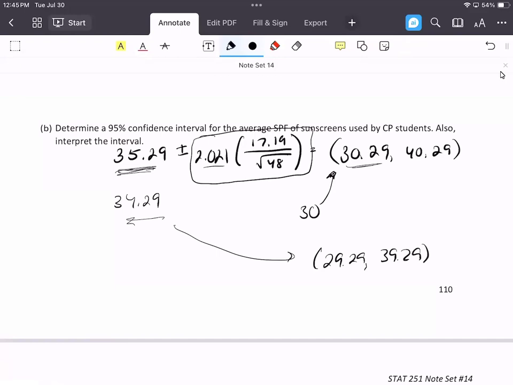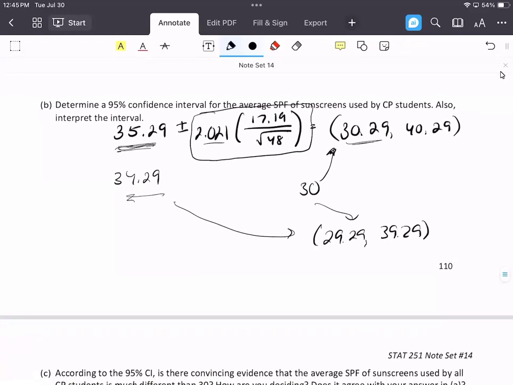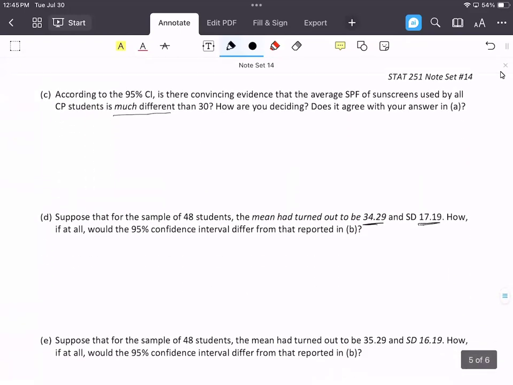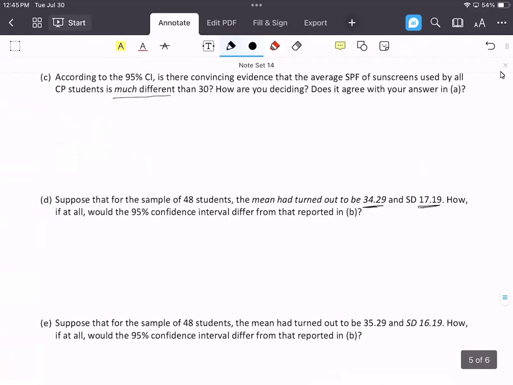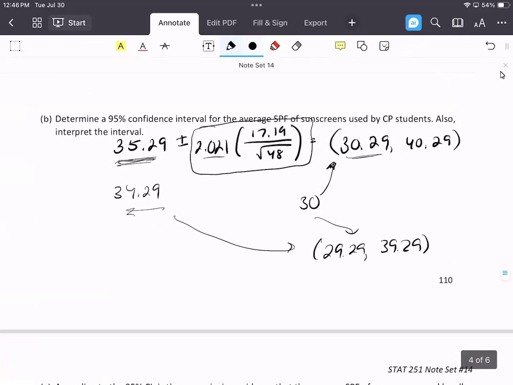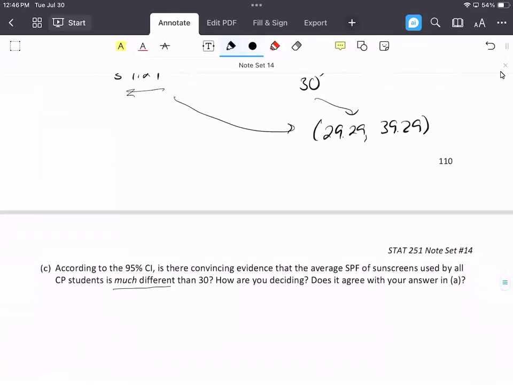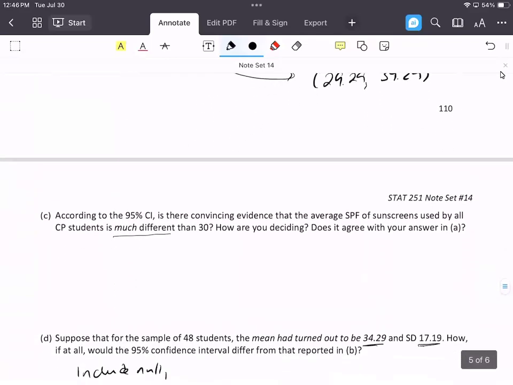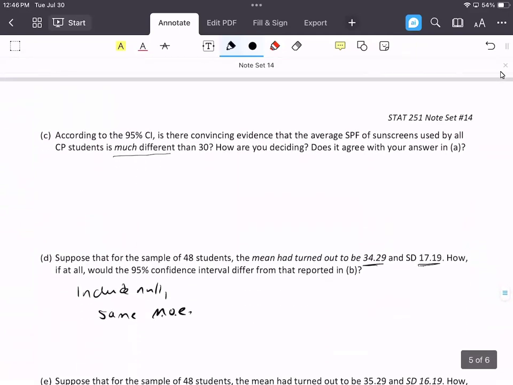Now, where does 30 fall? And hopefully you think, well, 30 falls in the confidence interval. So it would include the null. Same margin of error. Margin of error does not change. Remember, because that's using t star s over the square root of n, and we didn't change any of those. But it would shift 1 lower.